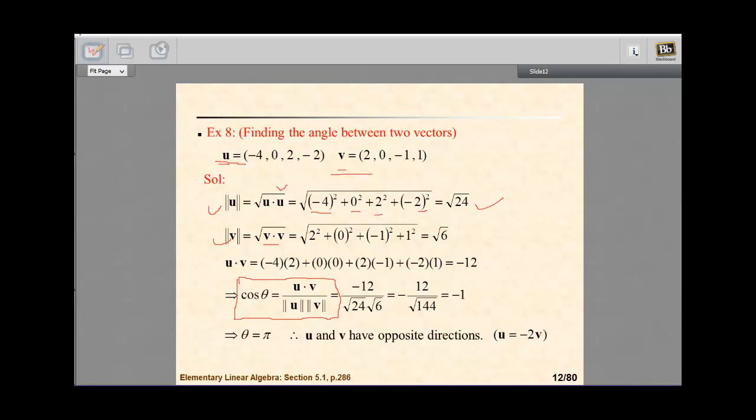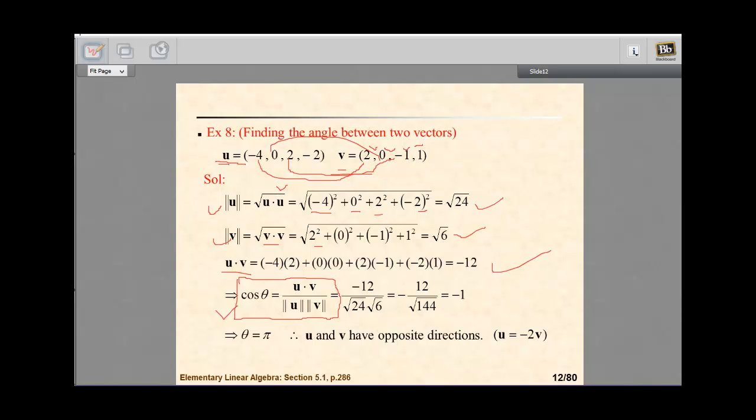First of all we have to find the norm of u. Norm of u squared means u dot u: take the squares 4 square, 0 square, 2 square, minus 2 square. That will be equal to 24. Similarly, take the norm of v. That will be v dot v: 2 square plus 0 square plus minus 1 square, 1 square. That will be equal to 6, so under root 6. And then find u dot v, the dot product of u and v.